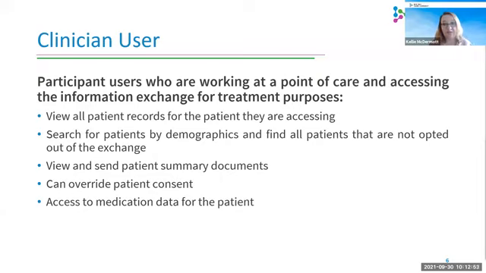And again, there are some options within this role also, such as being able to access sensitive data and overriding patient consent. So those options are usually worked through on the AUA form that you sign when you sign up with the HIE in your organization. But at a high level, most clinician users can find the patient that they are trying to access. They can search for patients by demographics. They can view that patient summary document and download it if they have that option. They can override patient consent in emergency situations to view patients who have opted out of the exchange. Again, that is an option within that role. And they have access to medication data for the patient.